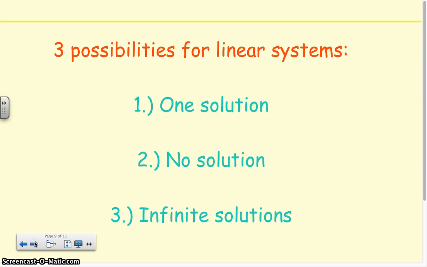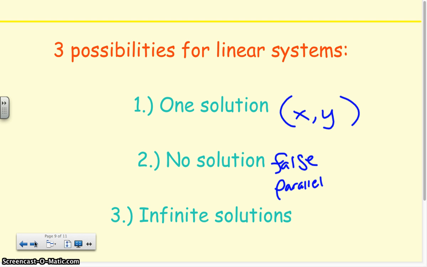So, just to summarize, we have 3 possibilities for linear systems. We have a 1 solution, that's where we get an x and a y. We have a no solution, we get a false statement, and that tells us that we have parallel lines. And we have an infinite solution, which we get a true statement. And when it's a true statement, it really is the same line.